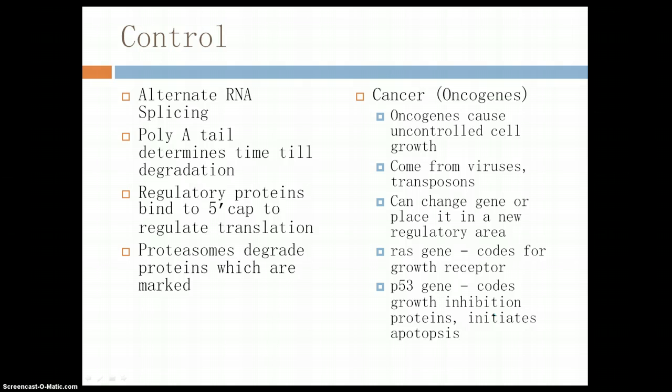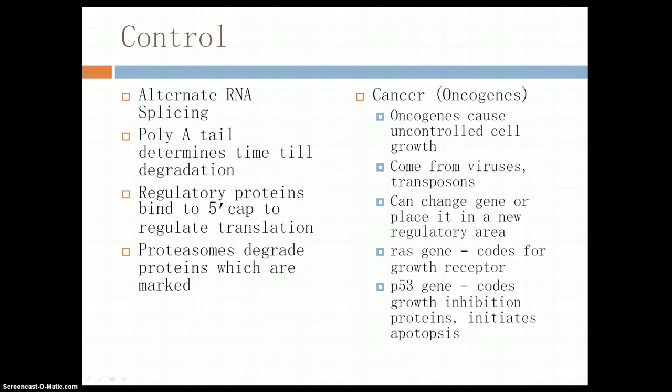P53 is more of a regulatory gene. It's a gene that codes for proteins that stop growth proteins. It also is responsible for initiating apoptosis, controlled cell death, if there's reading errors when DNA has been replicated during the S phase of cell division. So you get two different examples there. I mean, and there's a bunch of others. I know one of the research projects that we did was on the BRCA, which is a breast cancer regulatory gene. So there's lots of different examples.